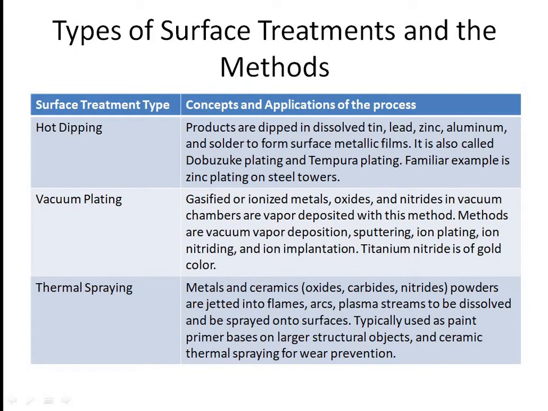The next one is thermal spraying. Metals and ceramics, maybe oxides, carbides, nitrides, powders, are jetted into flames, arcs or plasma streams to be melted and sprayed onto surfaces. It is typically used as a paint primer base on large structural objects, and ceramic thermal spraying for wear protection, wear prevention.